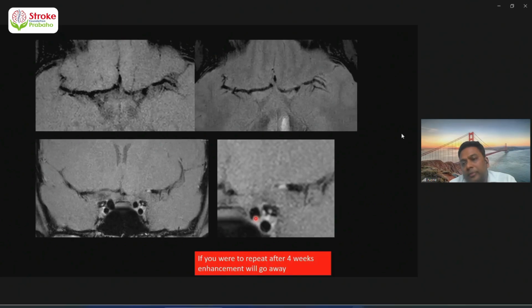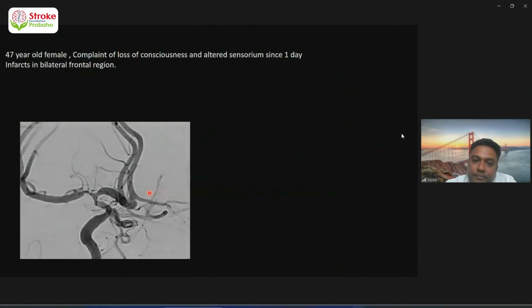We did a vessel wall imaging. If you see here, this is the plaque that is in pre-T1. This is the plaque here, and this is the enhancement that is clearly eccentric. So we know in this particular doctor, although no risk factors, it is atherosclerotic plaque. We are not going to put this patient on steroids. And if in doubt, if we repeat the vessel wall MRI after 8 weeks, this enhancement is going to go away. Okay. Now look at this patient, 47-year-old female, loss of consciousness, altered sensorium since 1 day, infarction, bilateral frontal lesion.